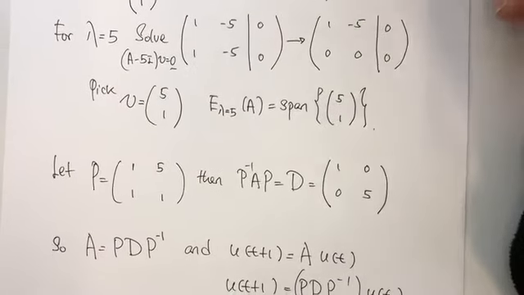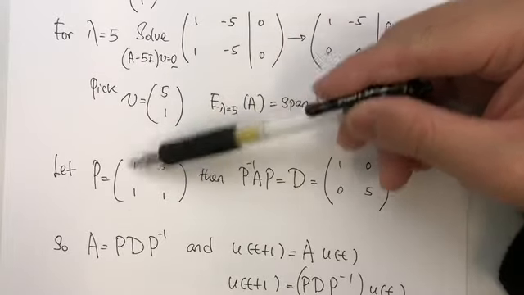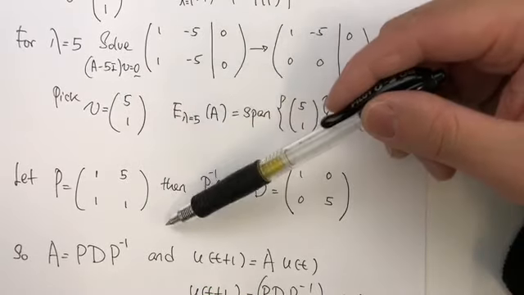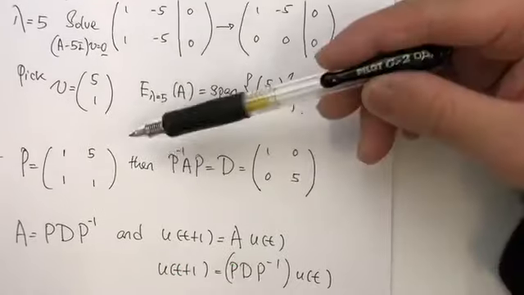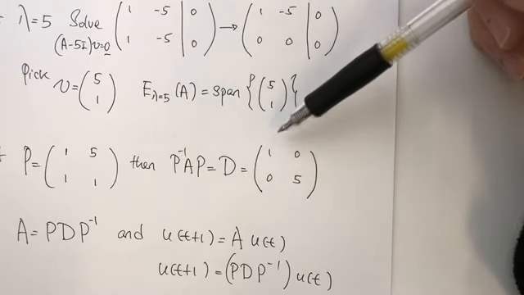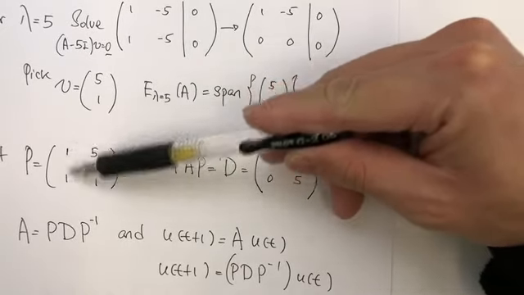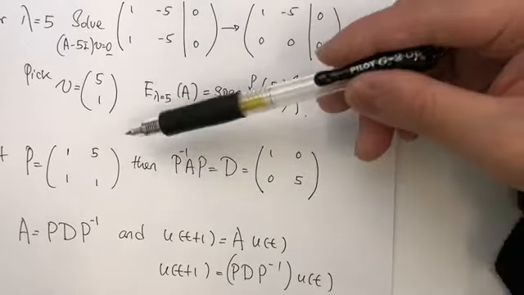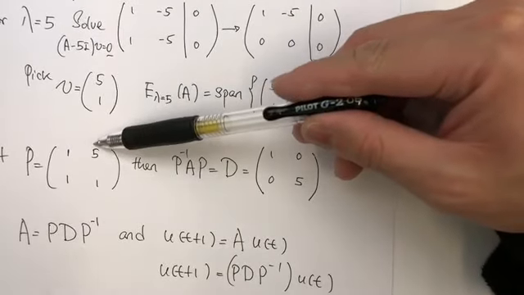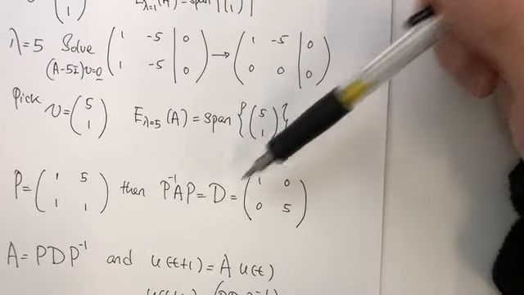Then we construct the matrix P. The columns of P will consist of these eigenvectors: (1, 1) coming from here, and then (5, 1) coming from here. As we discussed in class, once you construct P this way, P inverse A P will equal a diagonal matrix where the entries correspond to the eigenvalues of these eigenvectors. This eigenvalue corresponds to the eigenvector (5, 1). So we have P inverse A P equals D.